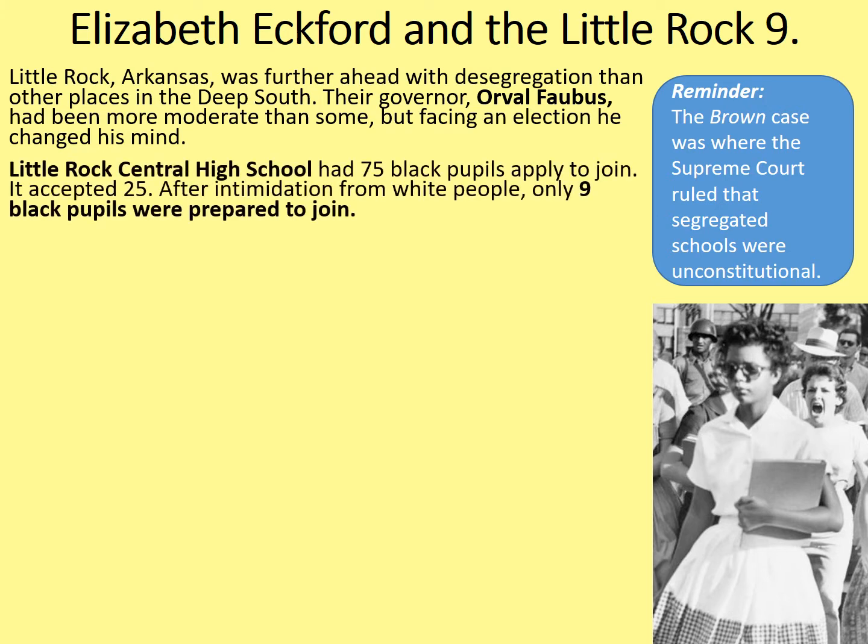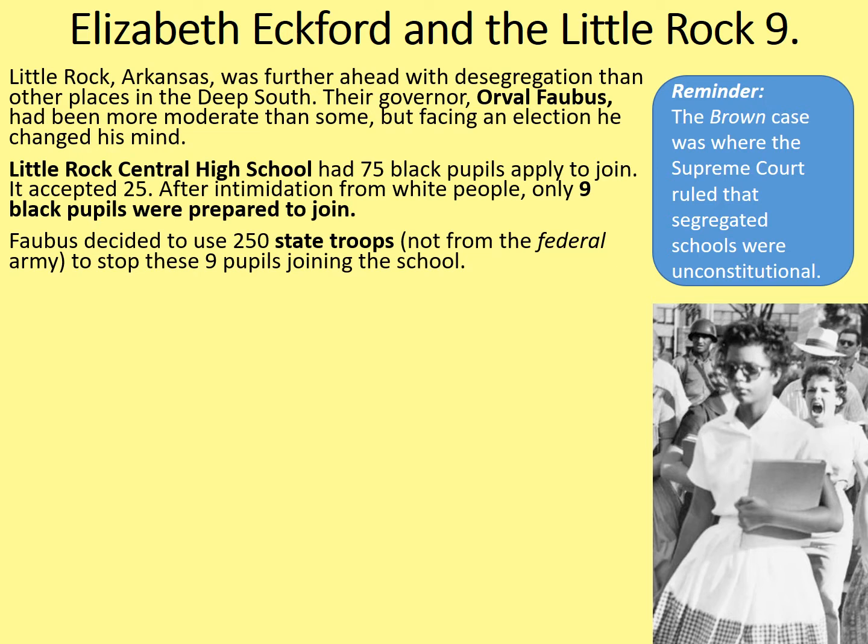Little Rock Central High School had 75 black pupils apply to join. It accepted 25 of them. Hardly desegregating with all deliberate speed, I'm sure you'll agree. After intimidation from white people, particularly the White Citizens Council, only 9 black pupils were still prepared to join the school. Faubus decided to use 250 state troops, these are the soldiers in the photograph from earlier, and they are not the Federal Army, to stop these 9 pupils joining the school.